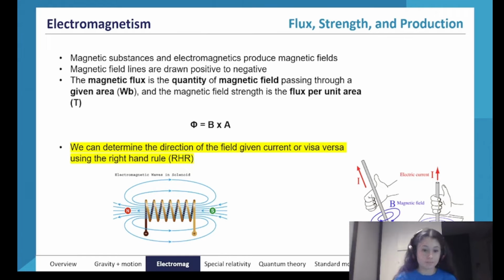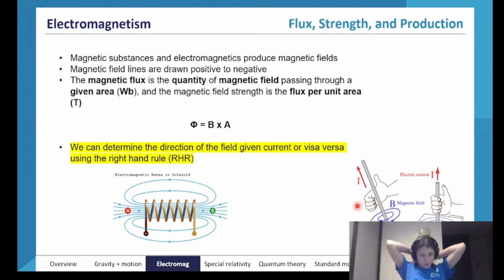So, the magnetic flux is given by the magnetic field strength multiplied by the area, of course. And then we can determine the direction of the field given current, or vice versa, using the right hand rule. So this is shown down here.